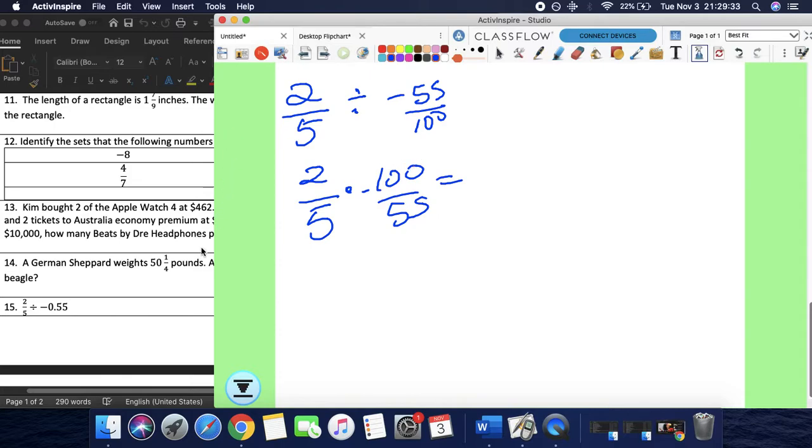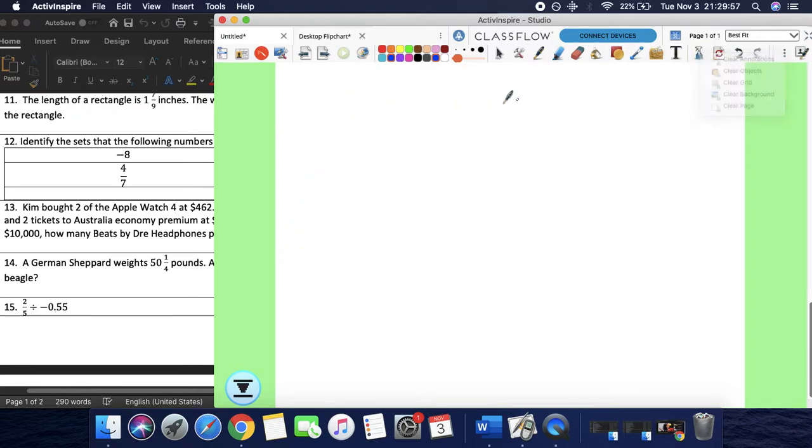Let's simplify. 5 divided by 5 is 1. 100 divided by 5 is 20. 20 divided by 5 is 4. 55 divided by 5 is 11. Is there anything I can simplify? No. Positive times a negative is a negative. 2 times 4 is 8. And 1 times 11 is 11. So we simplify everything that we can. Makes life much easier. Last question.